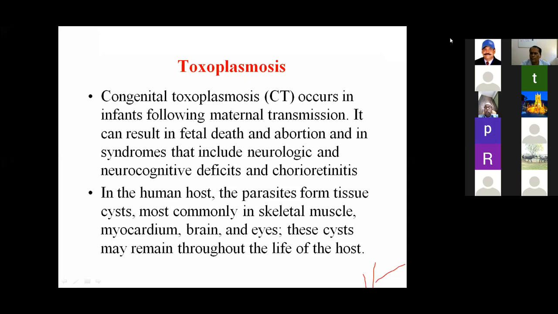Congenital toxoplasmosis occurs in infants following maternal transmission. It can result in fetal death, remember that, abortions, and in syndromes that include neurological and neurocognitive deficits and chorioretinitis. Generally, these symptoms are seen at a later age of the fetus. In human hosts, the parasite forms tissue cysts, most commonly in the skeletal muscles, myocardium, brain, and eyes. These cysts may remain throughout the life of the host.